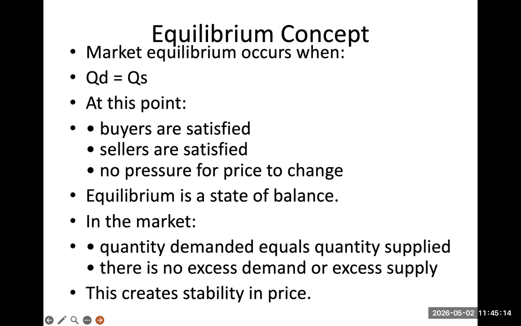So market equilibrium occurs when quantity demanded is equal to quantity supplied. At that point, buyers are satisfied, buyers get what they want. Sellers are satisfied, they sell what they produce. And there's no pressure for price to change. So in the market, quantity demanded equals quantity supplied. There's no excess demand or excess supply. So this creates stability in price.